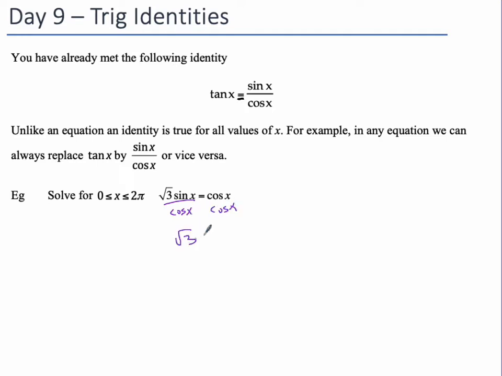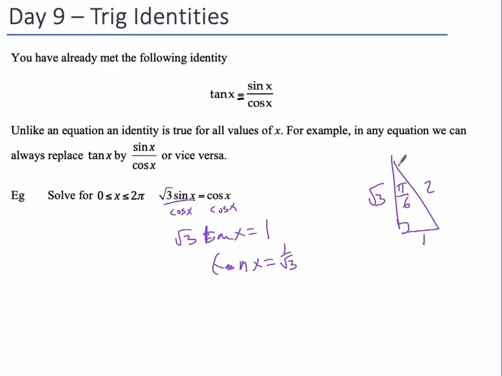And we get root 3 tan x equals 1, and tan x equals 1 over root 3. That looks like a special triangle, so let's draw the 1, 2, root 3 triangle. Tangent of 1 over root 3, that would be pi over 6, right? So that is x equals pi over 6.